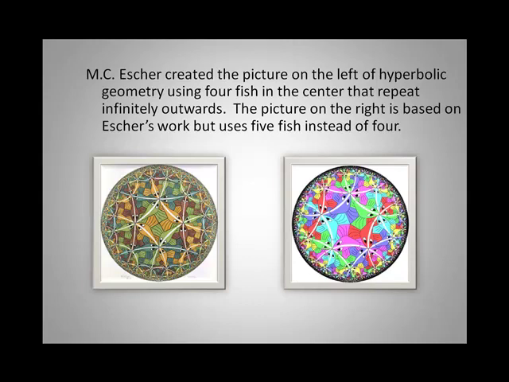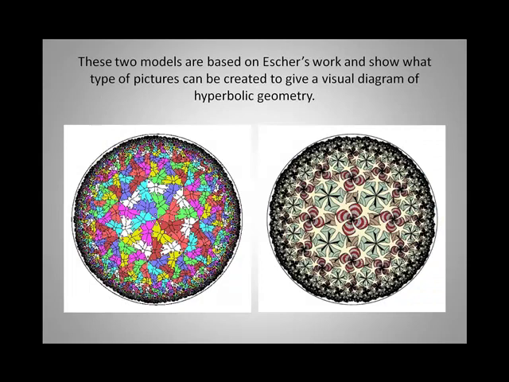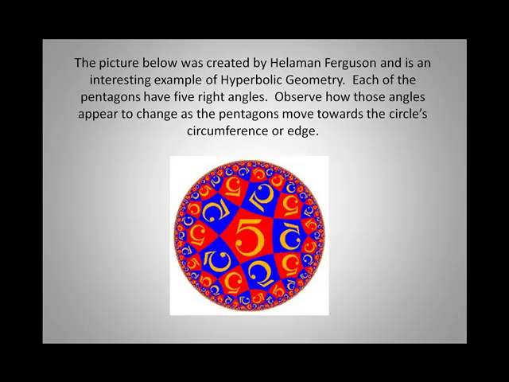The picture on the right is based on Escher's work, but uses 5 fish instead of 4. These two models are also based on Escher's work and show what type of pictures can be created to give a visual diagram of hyperbolic geometry, the one on the left using butterflies, and the one on the right several different types of seashells. The picture below is created by Hellman Ferguson and is an interesting example of hyperbolic geometry.